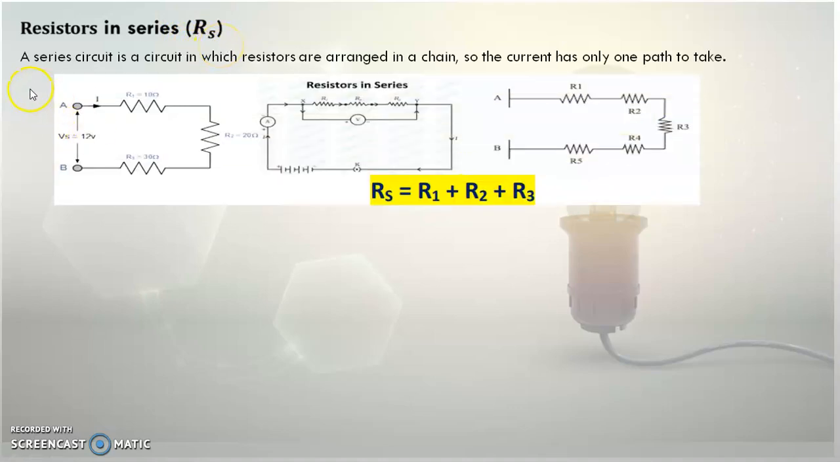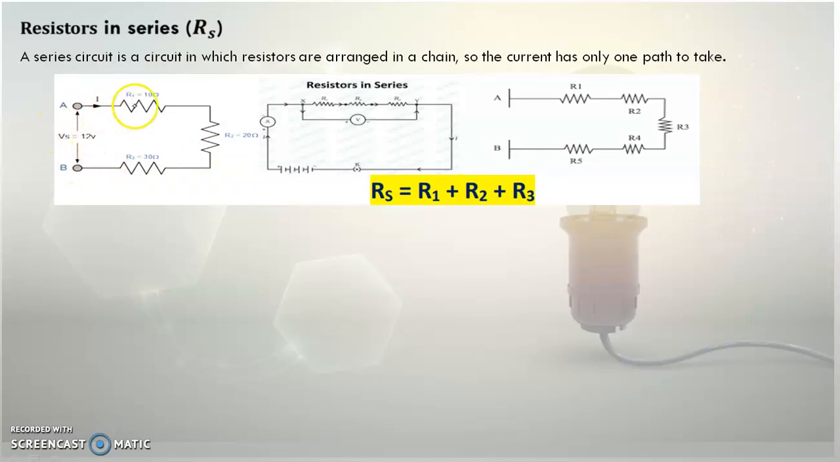So now let's have a look at this. A series circuit is a circuit in which resistors are arranged in a chain so that the current has only one path to take. This is just to explain to you the meaning of resistors in series. These resistors are connected end to end. One end of a resistor is connected to one end of the next resistor, and the end which is remaining is connected to the battery.